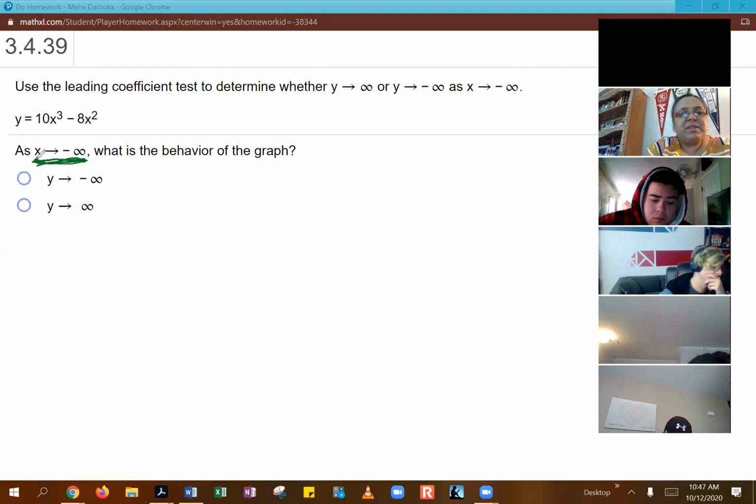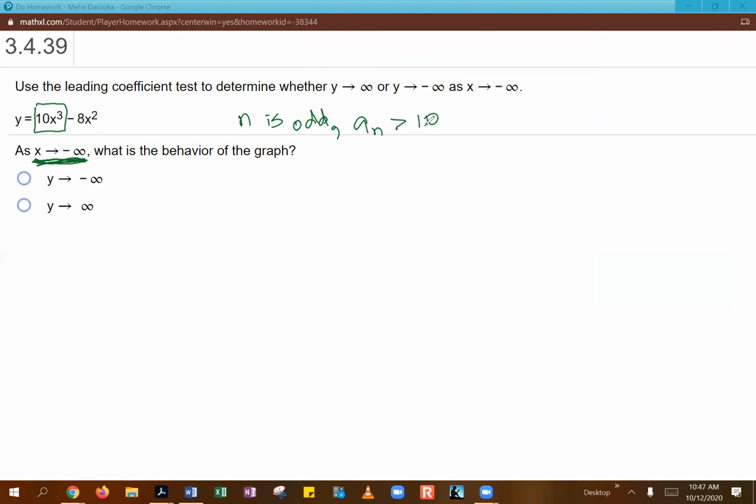y goes. So with this function, you can see we have 10x to the third as our leading coefficient. So in this case, our n is an odd number. That's our exponent. And an, which is 10, our leading coefficient, is positive. So you have an odd exponent with a positive leading coefficient. So again, like I said, you can think of the line y equals x. You can think of the cube function, so x to the third.